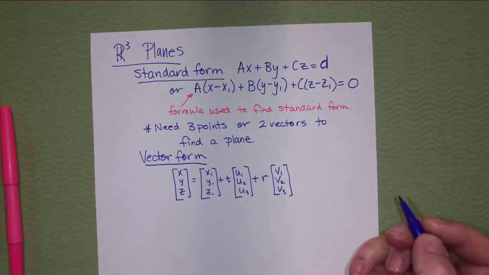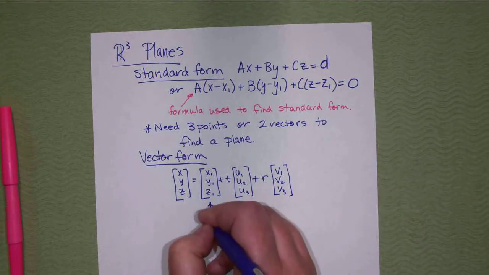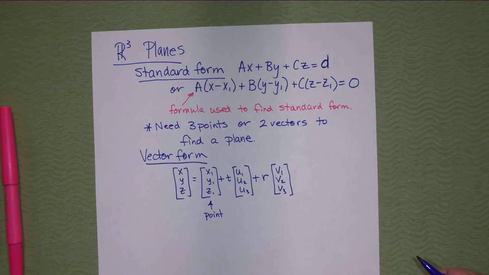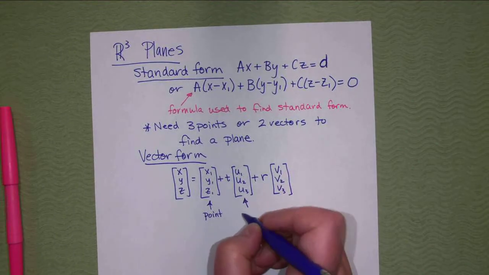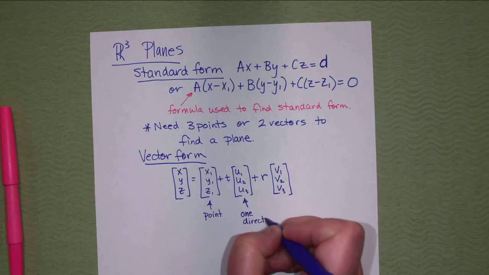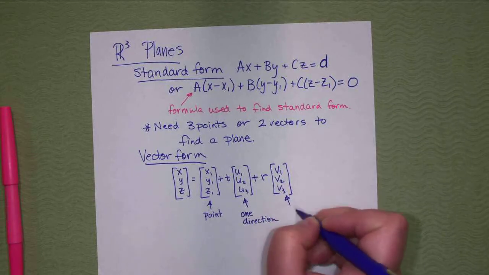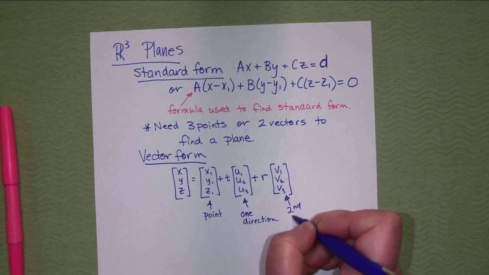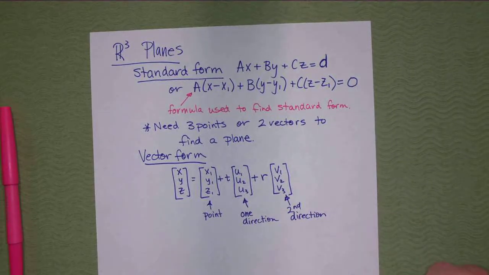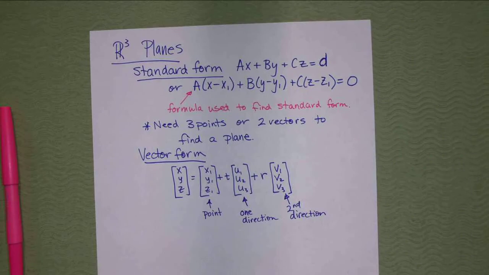So this one would be your point. There's lots of different points on a plane, so lots of options. Sometimes they give you 3, you just pick one of them. And this is one direction. And this is a second direction. So we need 2 direction vectors and a point to make a plane.